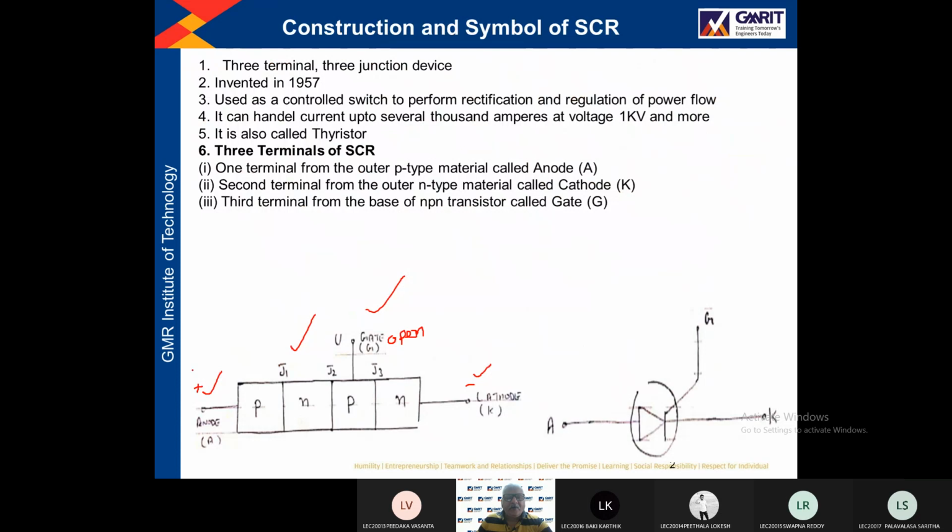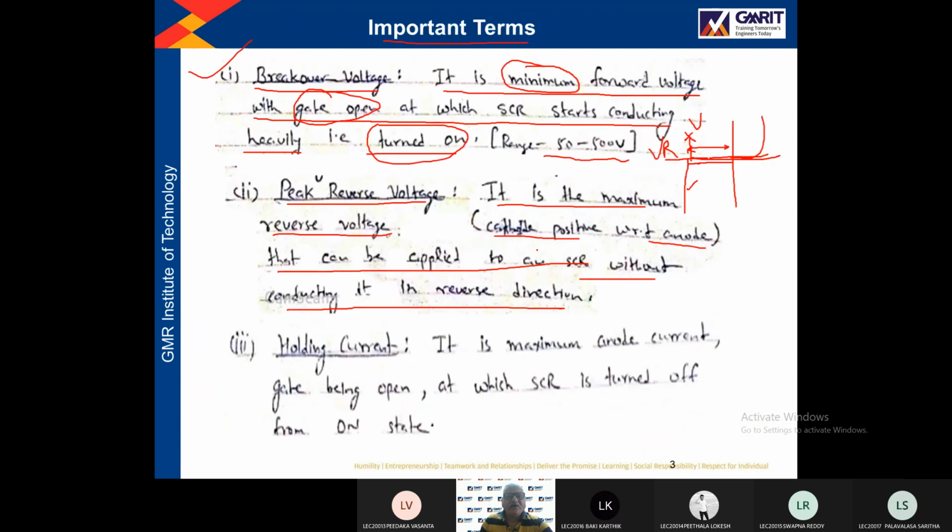And if you connect this SCR under reverse bias condition, means anode is negative and cathode is positive, this is the reverse voltage. Under reverse voltage, up to the voltage till the SCR is not conducting the current, that maximum voltage is called the peak reverse voltage.